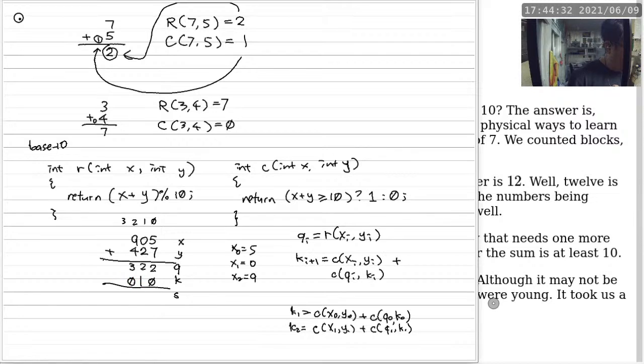And what about k3? K3 is going to be C of x2, y2 plus C of q2, k2. So what would that be? 1. It would be a 1. Very good. Okay, so those are all correct answers. And now we have to compute the sums, okay? So now we'll have another definition, which is S of i is really just the single digit addition result of adding, this time, qi, ki.